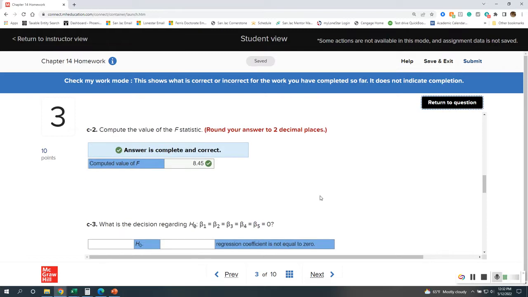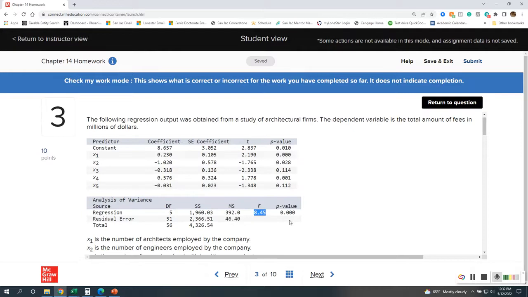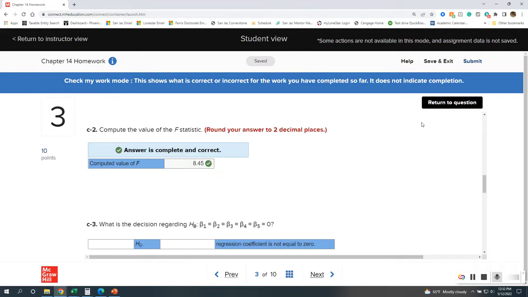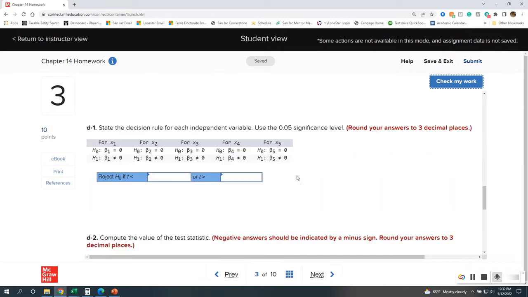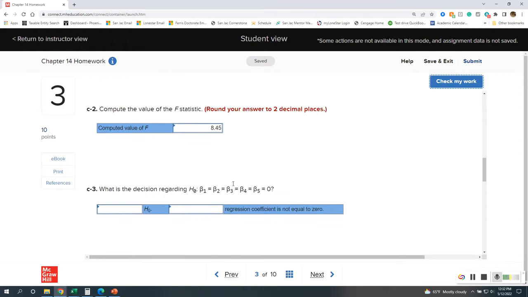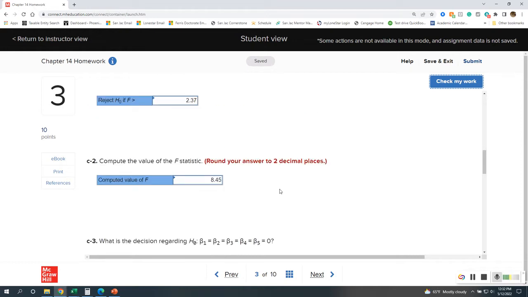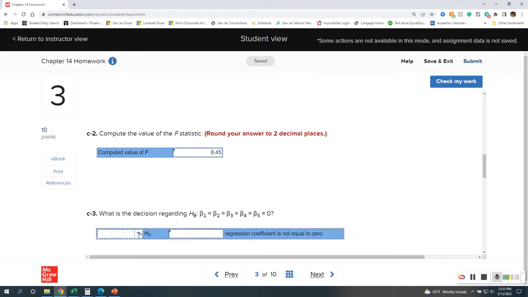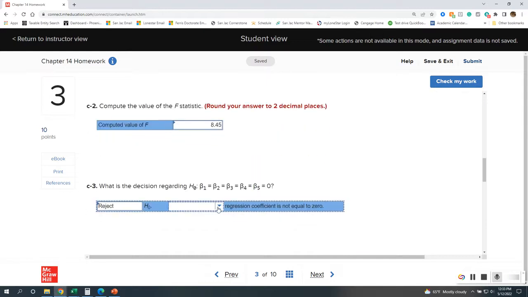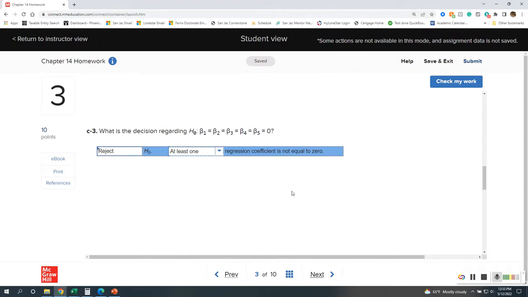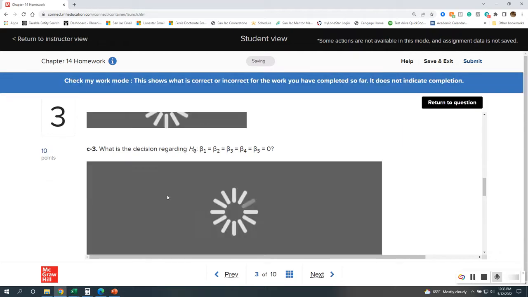There you go. I love it when it tells you to compute and it already gives you the answer. That's basically what they're asking to see if you can notice that they already gave you the calculation when they gave you the complete ANOVA. Okay. So, with this being said, what is the decision regarding this number? Well, it is greater, so we are going to reject. Okay. Next, we know that at least one regression coefficient is not equal. Again.